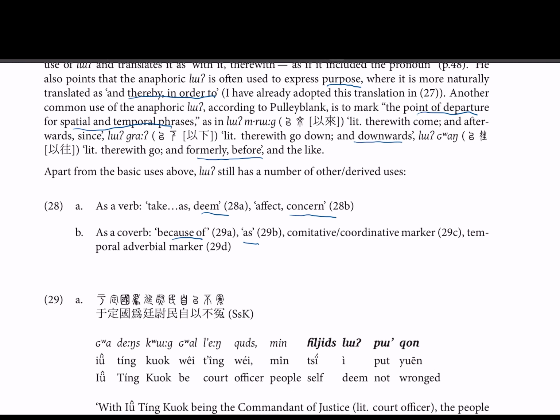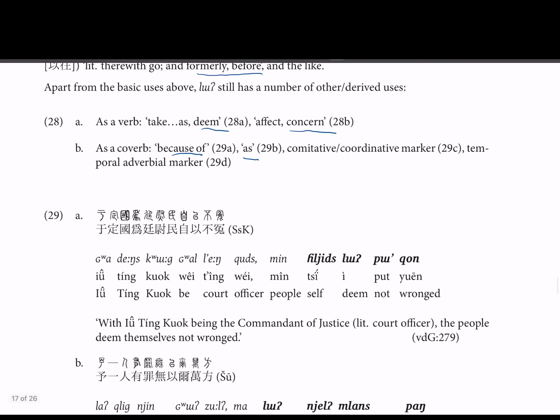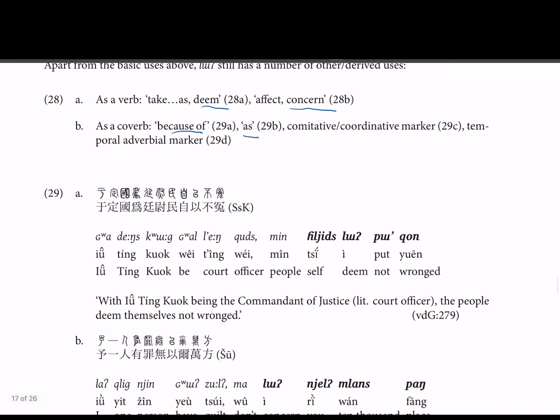And it can also be used as a temporal adverbial marker, introducing a normal temporal adverb. Let's look at some examples illustrating these derived uses of le. First, the sentence in 29a. With Yu Dingguo being the commandant of justice, that is the court officer, the people deemed themselves not wronged. So here we have a deem phrase that is rendered by le in classical Chinese.